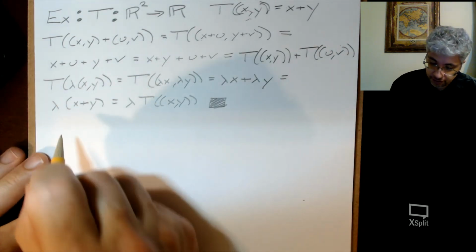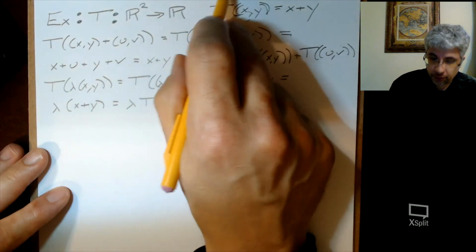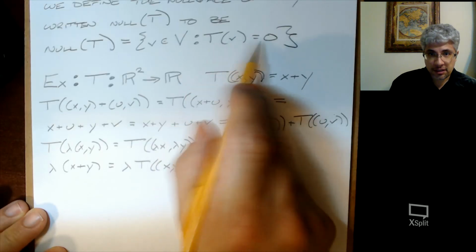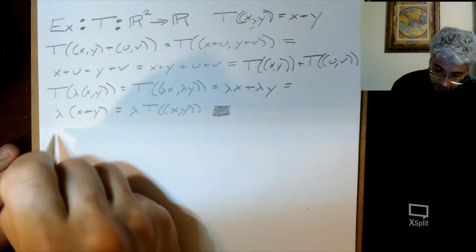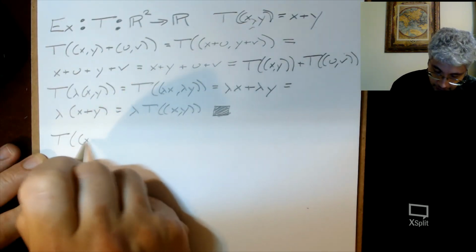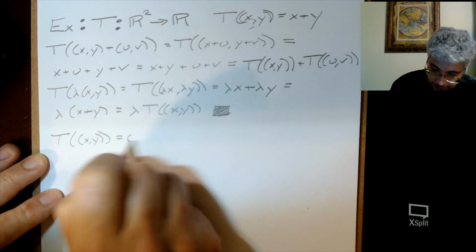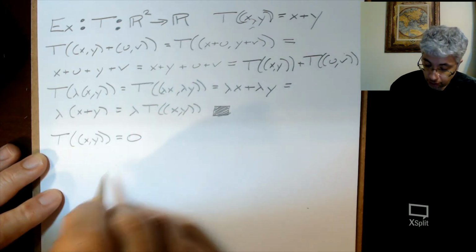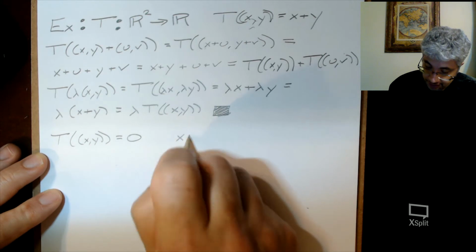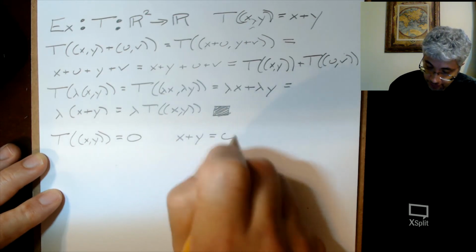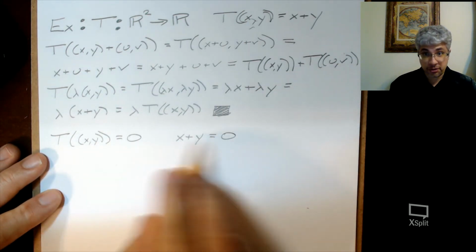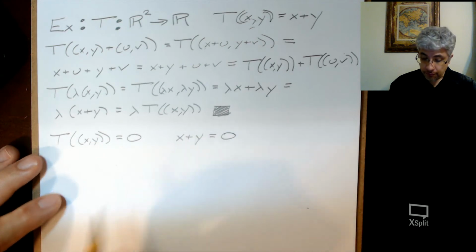So I want to know what the null space is. What I want to do is solve this equation over here: T of v equals 0. So here I'd want T of (x, y) to be 0. So this is what I want to solve. What does that mean? Well, this is the set where x plus y equals 0, because T of (x, y) is equal to x plus y.